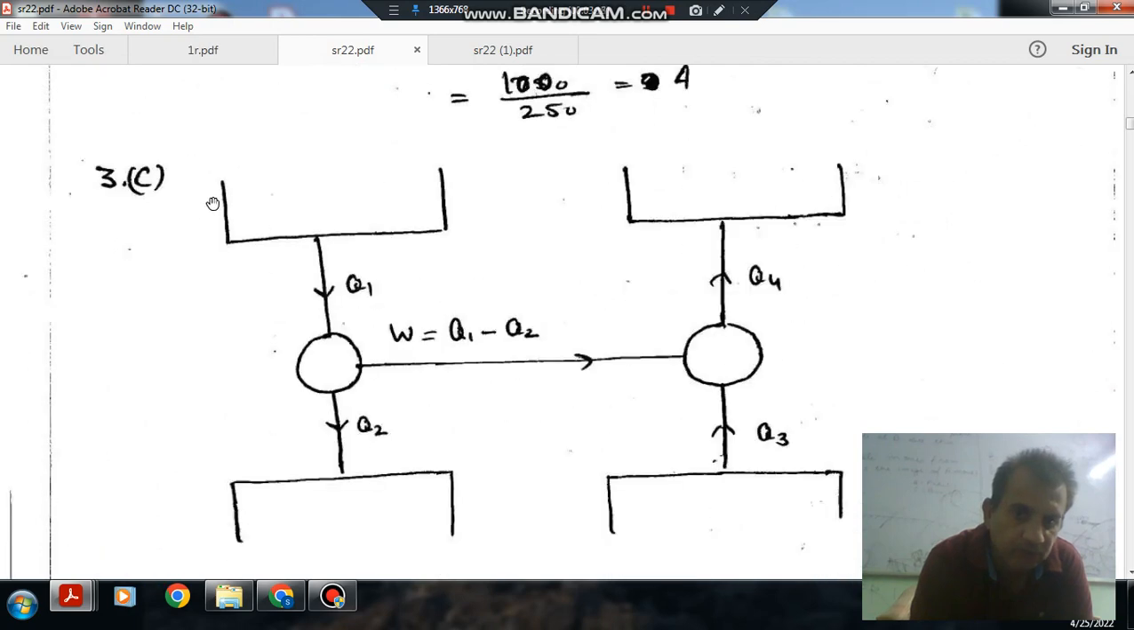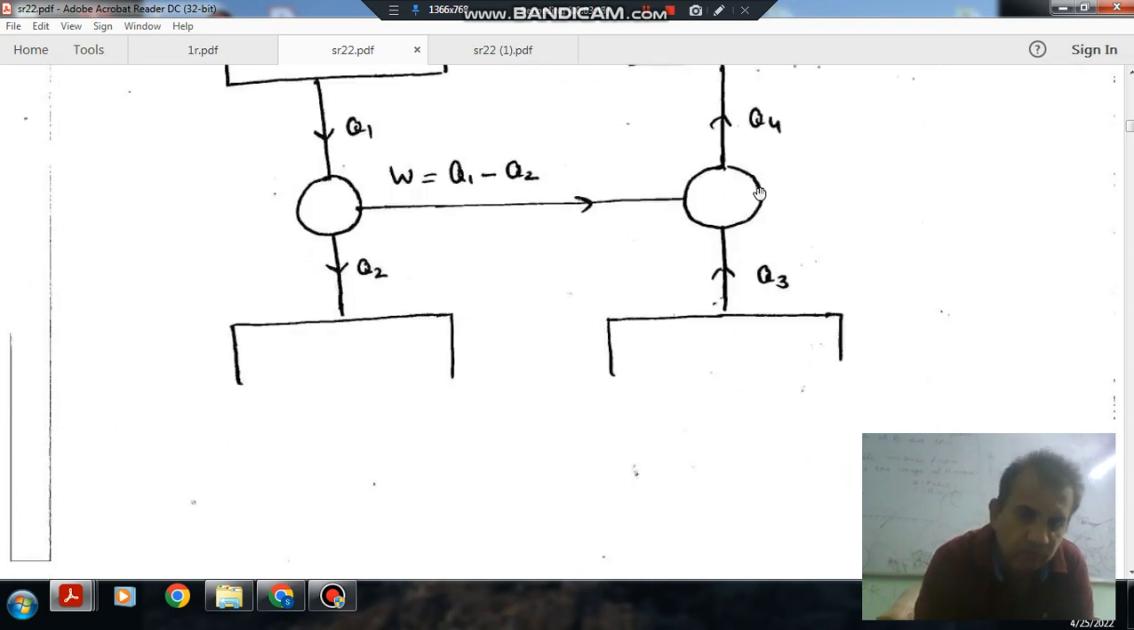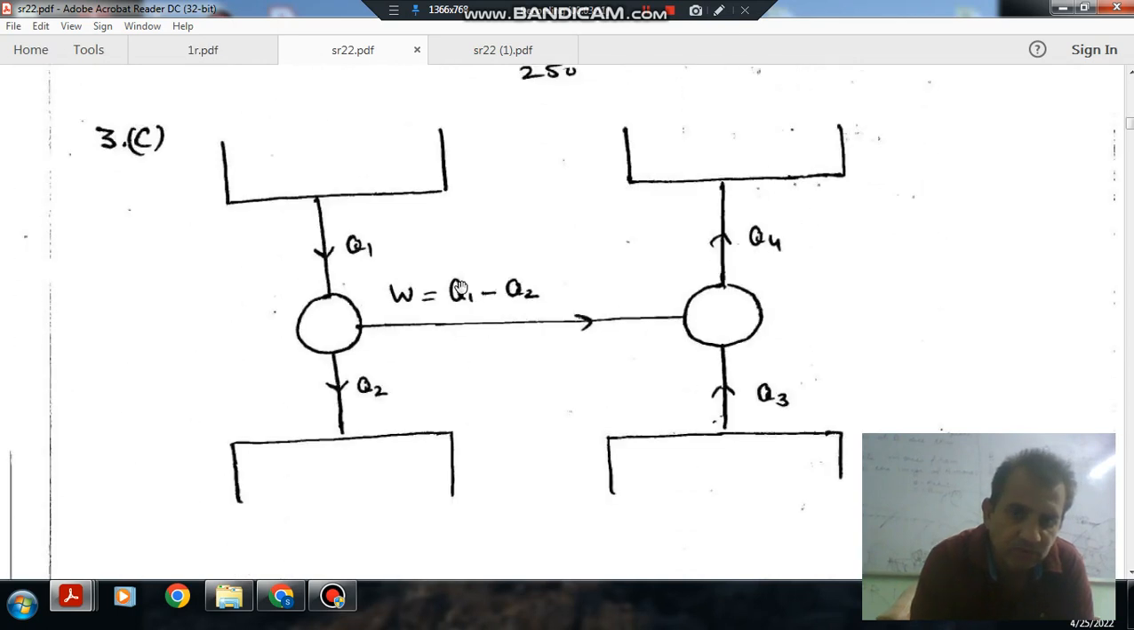So this is the engine, and this is your heat pump. Here Q1 is the heat taken from the hot reservoir, and Q2 is the heat rejected to the cold reservoir, and work done W is equal to Q1 minus Q2. Now Q3 is the heat taken from the cold reservoir for refrigeration, and Q4 is the heat rejected to another hot reservoir. As the efficiency of the engine is given as 70%, W will be 0.7 of Q1, because this is work done and this is heat supplied.